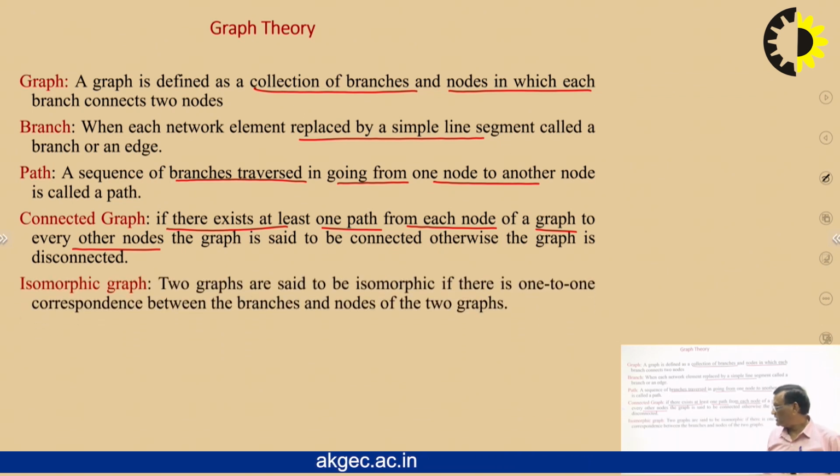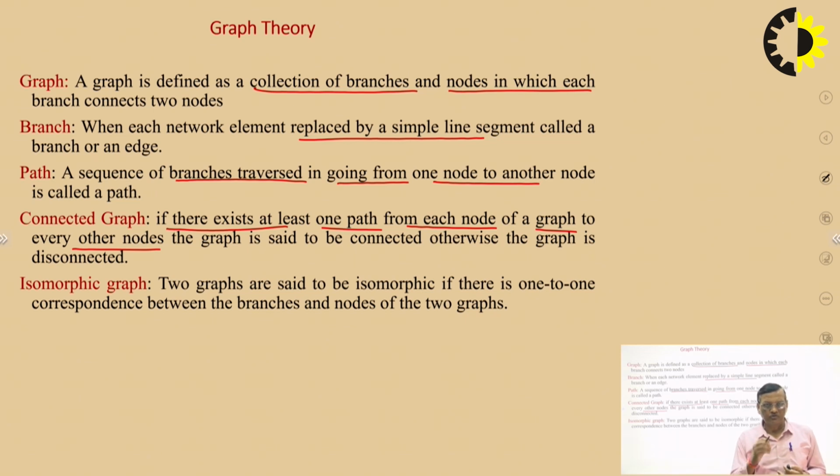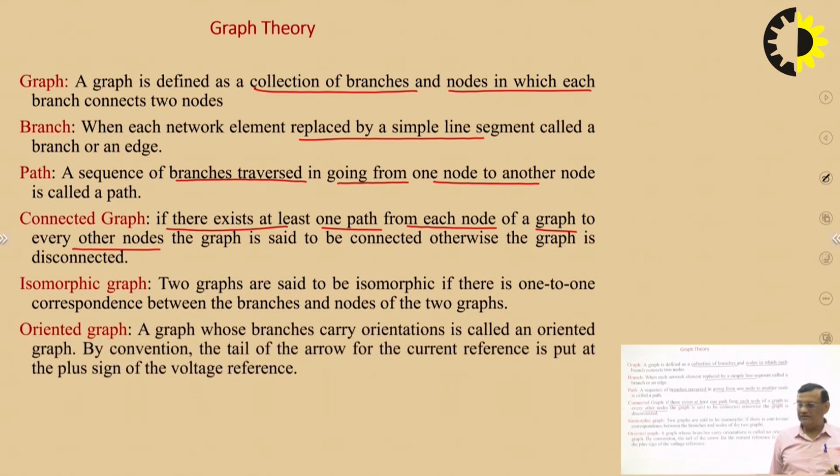Then, what is an isomorphic graph? Two graphs are said to be isomorphic if there is a one-to-one correspondence between the branches and nodes of the two graphs. So two graphs are given; if there is a one-to-one correspondence between the nodes and branches, then these two graphs are said to be isomorphic. Then, what is an oriented graph? A graph whose branches carry orientations is called an oriented graph, and by convention the tail of the arrow of the current reference is put at the plus sign of the voltage reference.